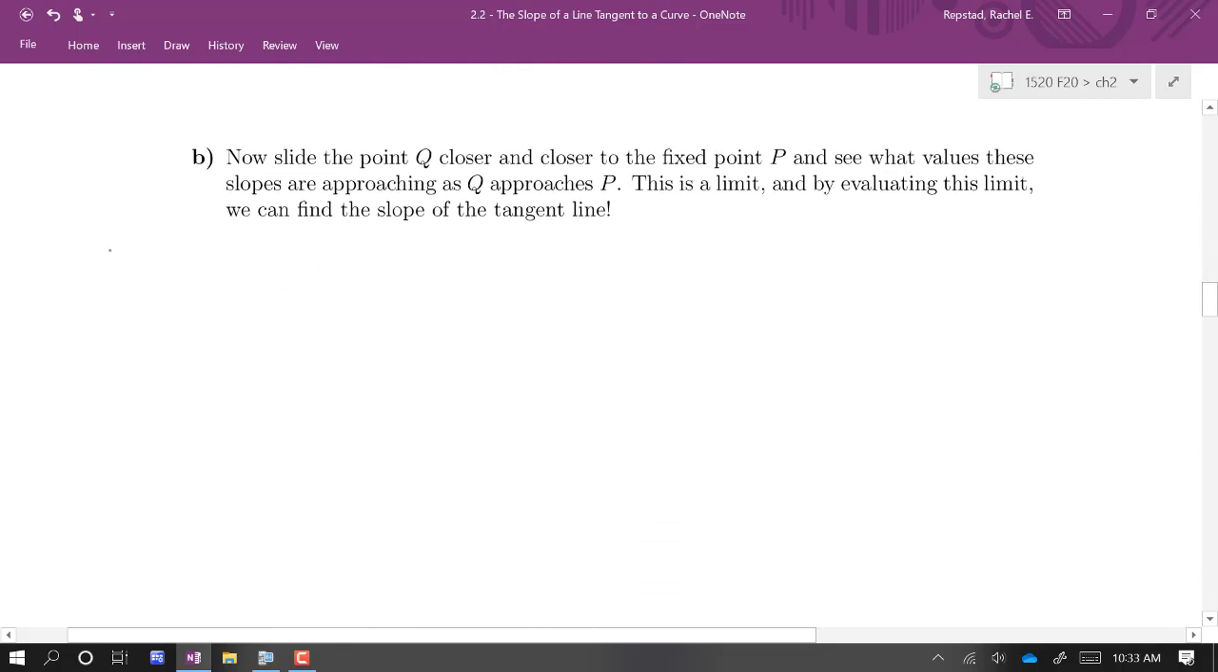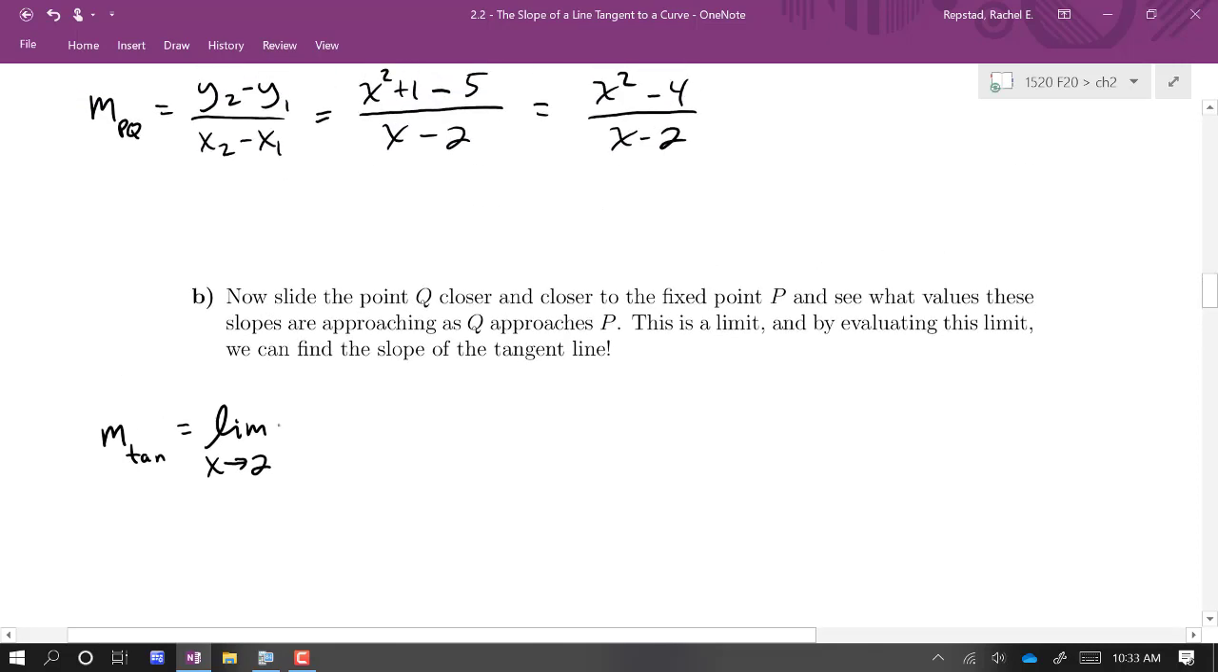So the slope of the tangent line is actually defined by taking that limit as Q approaches P. And we're going to call this tangent slope m tan. This is the limit as x approaches 2 of the slope formula that we found up here, x squared minus 4 over x minus 2. And now we're going to use what we learned in the last section to evaluate this limit.